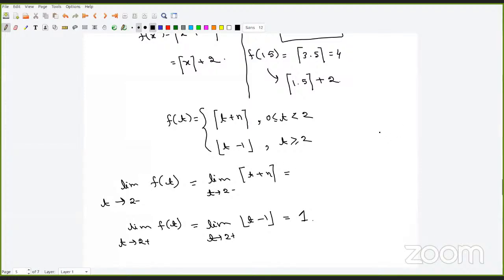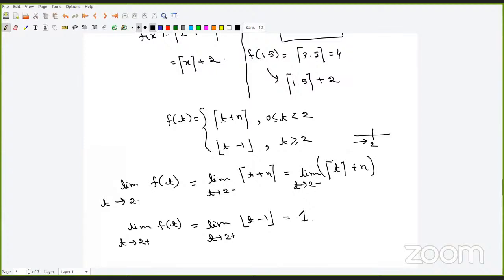What is this limit? Now I am approaching from the left side of 2. So for the left side of 2, is it 2 plus n? No, I am considering the floor, right? So 2 minus, for example 1.95, plus n. So basically it is the limit of t tending to 2 minus of ceiling of t plus n, right?